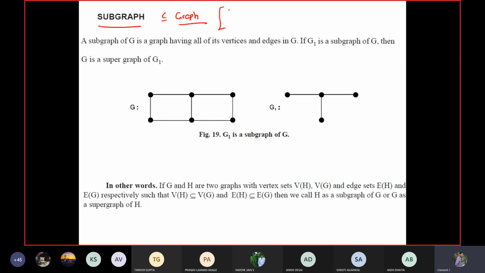Here the subgraph can be denoted as H, and the graph can be denoted as G. So vertices of the subgraph can be a subset of vertices of the original graph. By the same way, edges of the subgraph can be a subset of edges of the original graph. That's it, so the definition is over. Let me enter into the example. See here, this is the graph. Okay, this can be the subgraph.